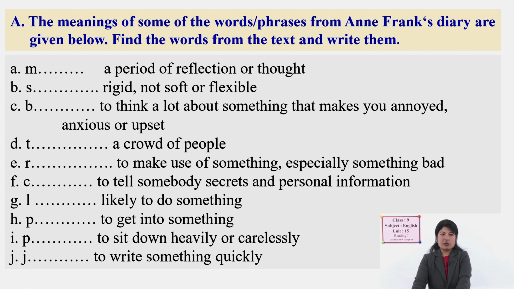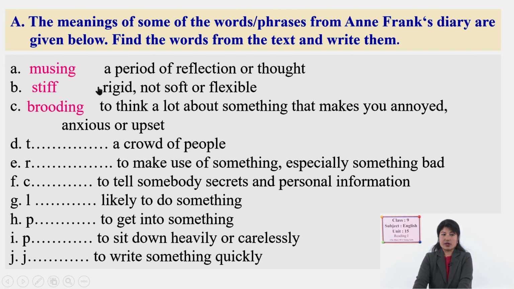Okay, number A. The word that starts with M, a period of reflection or thought, is musing. Have you guessed the same? Very good. Now let's go to number B. Rigid, not soft or flexible, starting with S, is stiff. Number C. To think a lot about something that makes you annoyed, anxious or upset. What is that? Brooding. Number D. A crowd of people. Throng. Number E. To make use of something, especially something bad. That starts with R. What is that? Yes, resort.